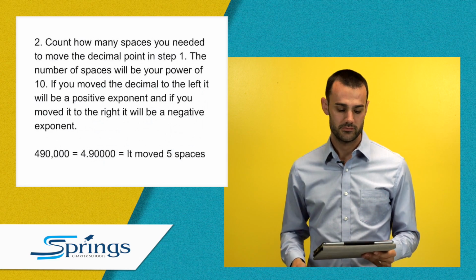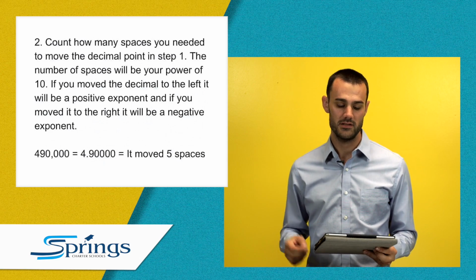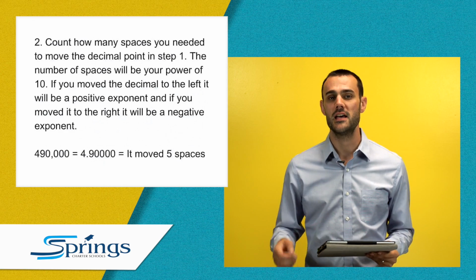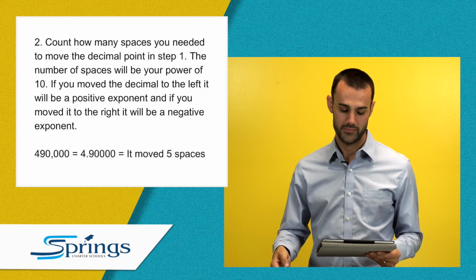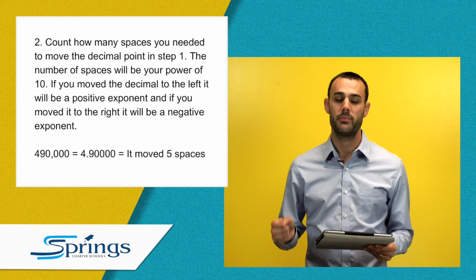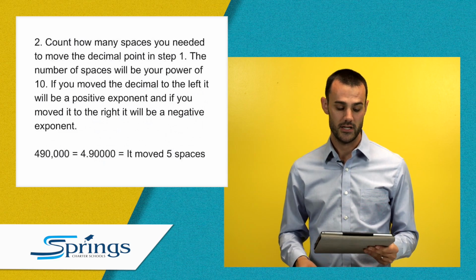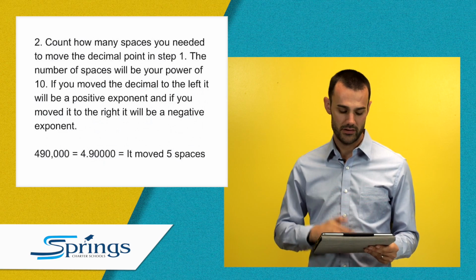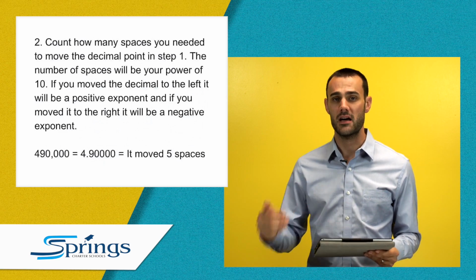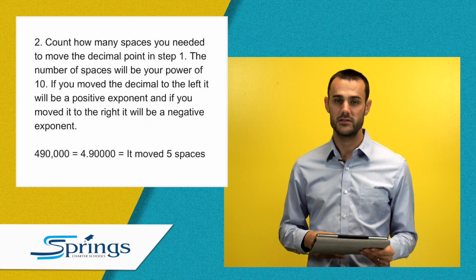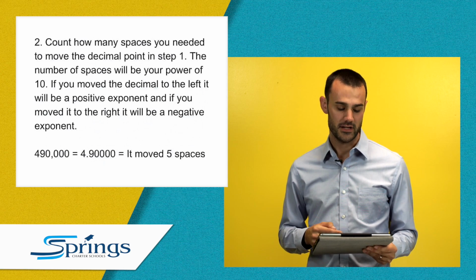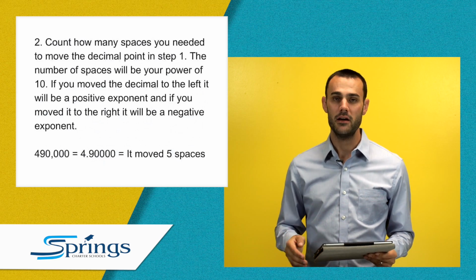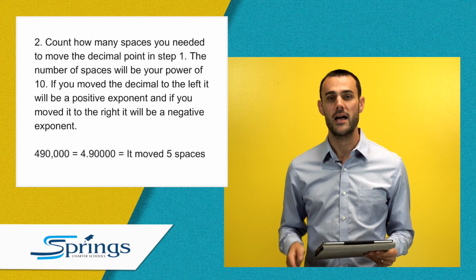So step 2. Count how many spaces you needed to move the decimal point in step 1. The number of spaces will be the power of 10 you're using, or your exponent. If you move the decimal to the left, it will be a positive exponent, and if you move it to the right, it will be a negative exponent. So let's take a look at what we previously just did. We had 490,000. I had moved my decimal point over enough times to make 4.9, which falls between 1 and 10, which we have to do. And I counted it, and I actually moved the decimal point 5 spaces.